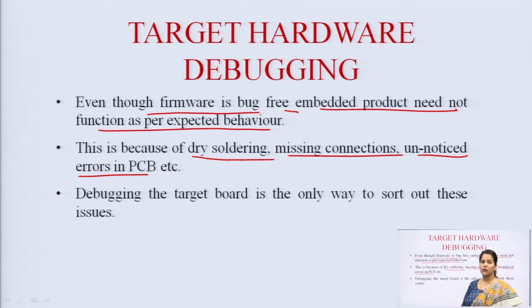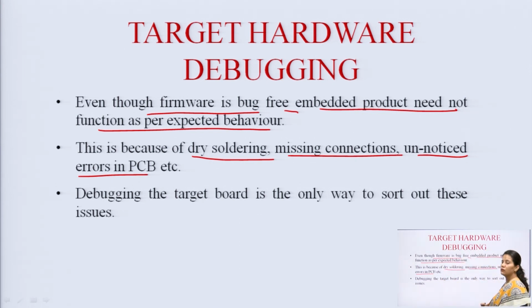Dry soldering. You must have observed that while doing the soldering, there is a certain dull structure which is formed just after the soldering, and that dull structure is known as dry soldering. It is not a proper soldering. The effect of dry soldering is basically that the contact may remain open, or it may not be a proper contact. So, dry soldering leads to unwanted results, it leads to open circuits.